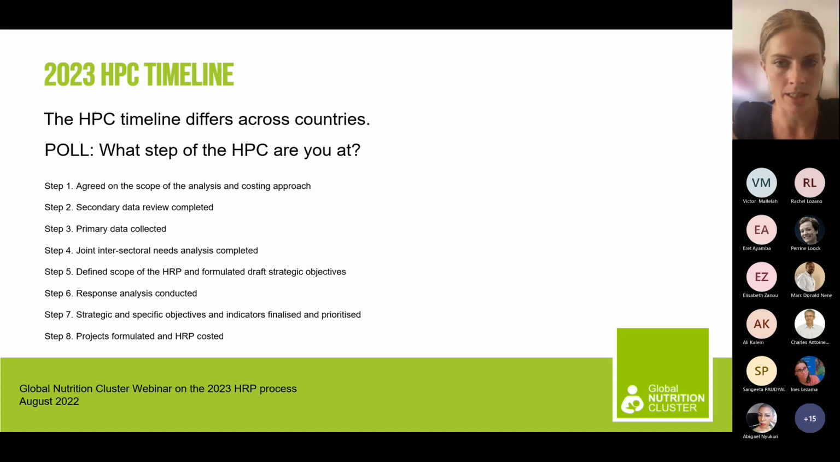So interestingly, I think this also corresponds with the time frame, which is available online, the global time frame for the HPC, which indicates that most people are in the HNO phase. So we can see here that most people are in step two, which is the secondary data review completed, and also step three, the primary data completed. So as we know, steps one to four is the HNO process. And then I see that the majority of respondents actually don't know. So that's about 31%.